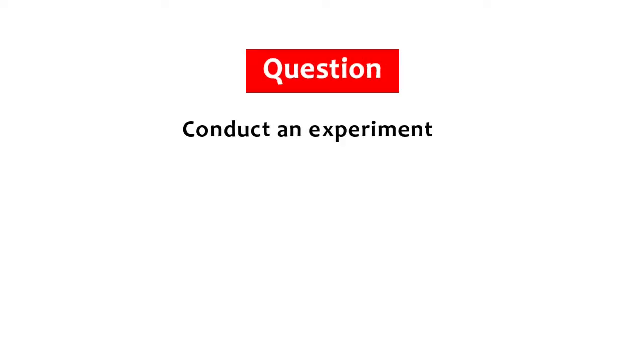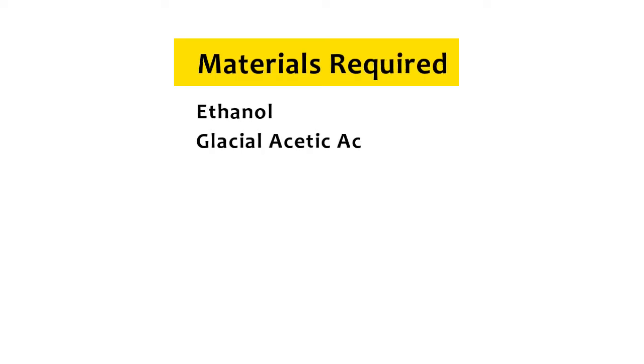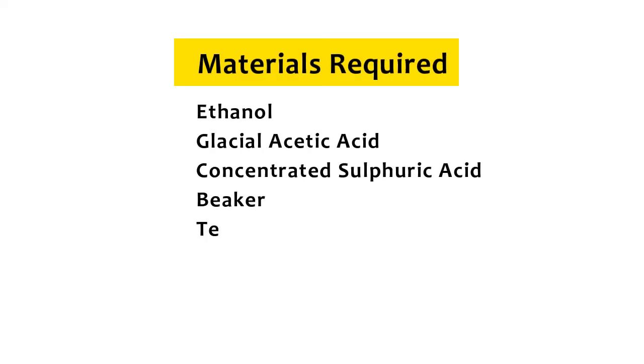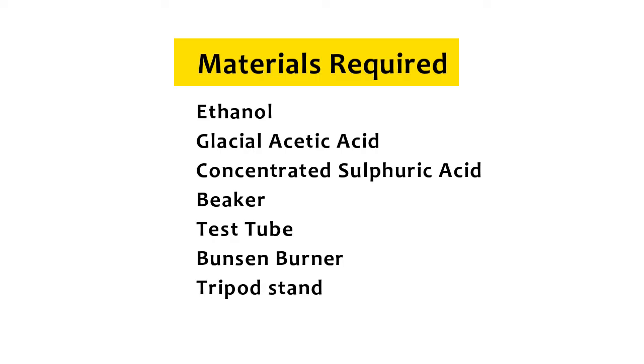Question. Conduct an experiment to explain esterification. Aim. To explain esterification. Materials required. Ethanol. Glacial acetic acid. Concentrated sulfuric acid. Beaker. Test tube. Bunsen burner.